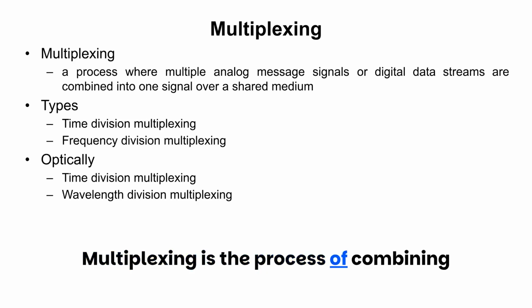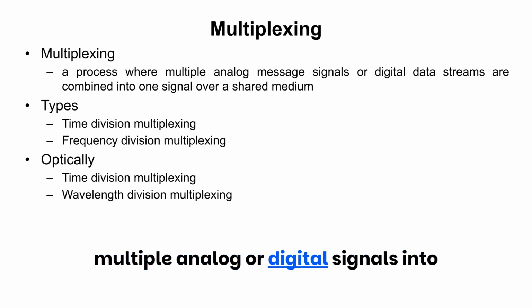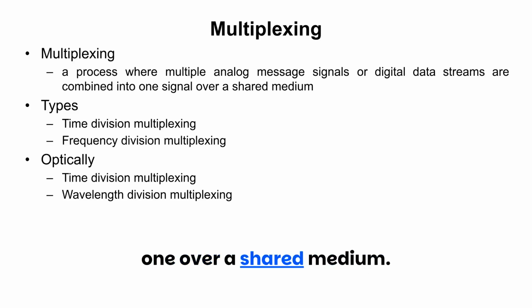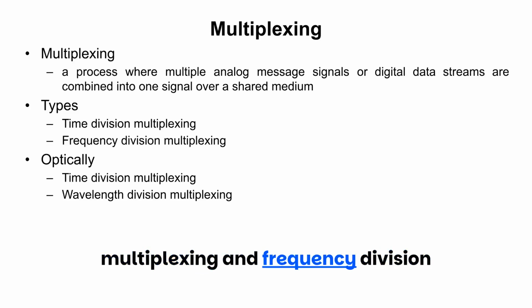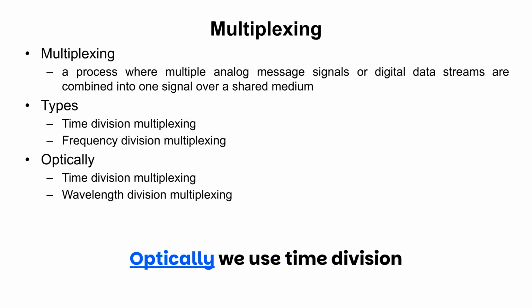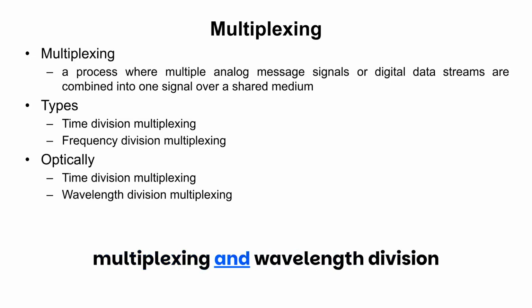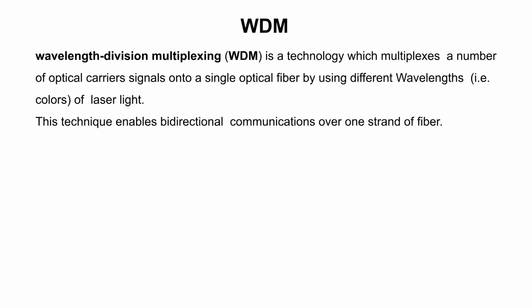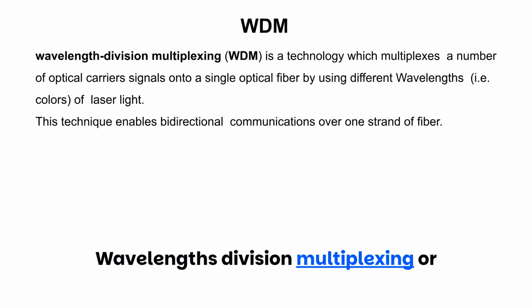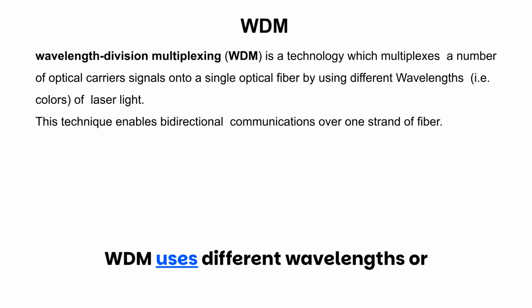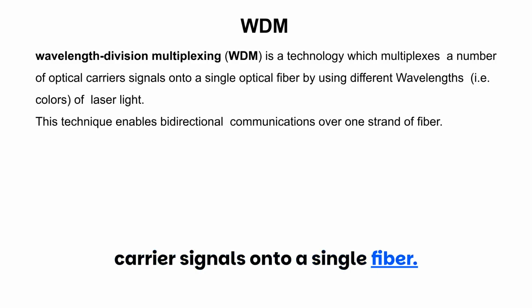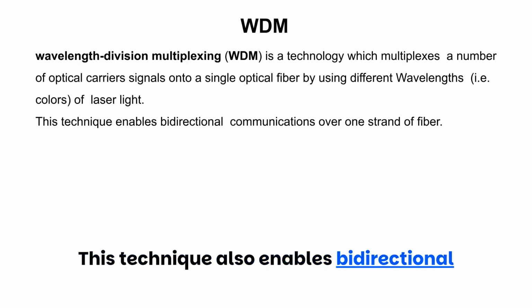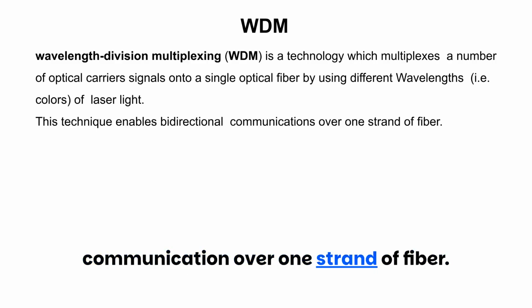Multiplexing is the process of combining multiple analog or digital signals into one over a shared medium. Common types include time division multiplexing and frequency division multiplexing. Optically, we use time division multiplexing and wavelength division multiplexing. Wavelength division multiplexing, or WDM, uses different wavelengths, or colors, of laser light to multiplex optical carrier signals onto a single fiber. This technique also enables bidirectional communication over one strand of fiber.